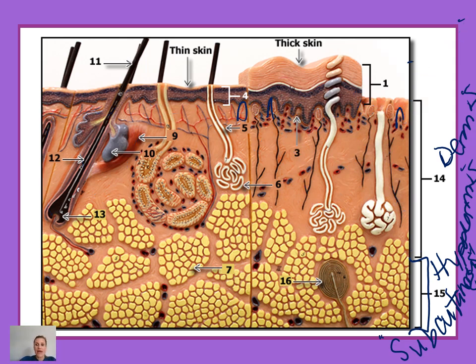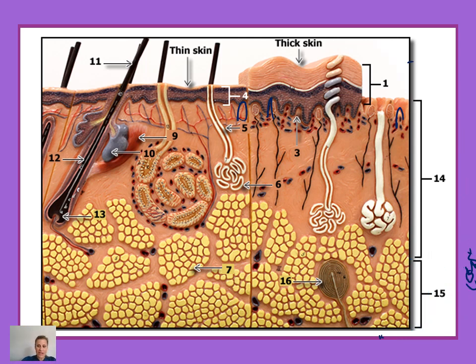You see that there is both thick skin and thin skin represented on this model. The thin skin is over here. There's a thin stratum corneum, so the little tan layer on the top is pretty thin. And there's no stratum lucidum. Notice the white line that's present over here stops. It does not continue into the thin skin. So there are only 4 layers in the thin skin.